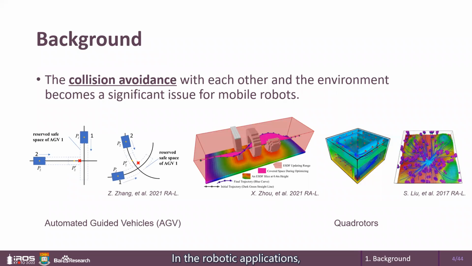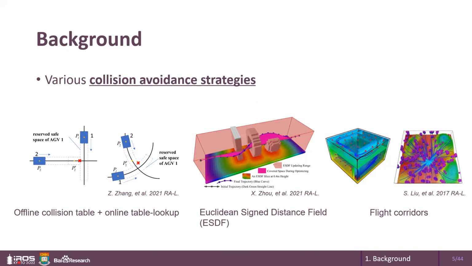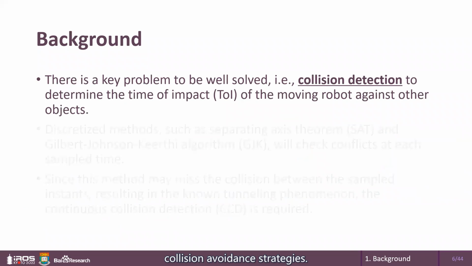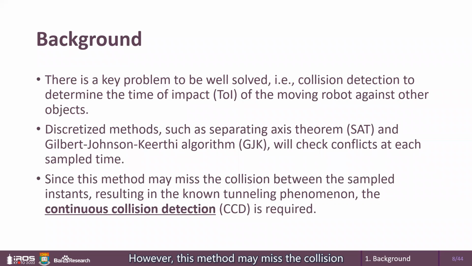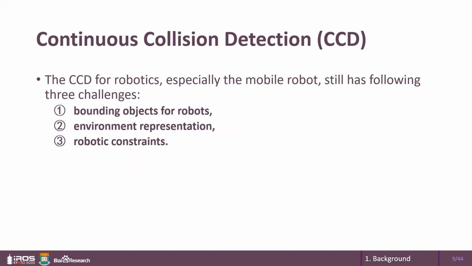In robotics applications, collision avoidance is a significant problem for mobile robots, such as a group of AGVs and quadrotors. The IROS study proposed different collision avoidance strategies. Among the above strategies, there is a key problem to be well solved, that is collision detection. A conventional framework of that is discretized. However, this method may miss the collision between the sampled instances. Thus, continuous collision detection is required.